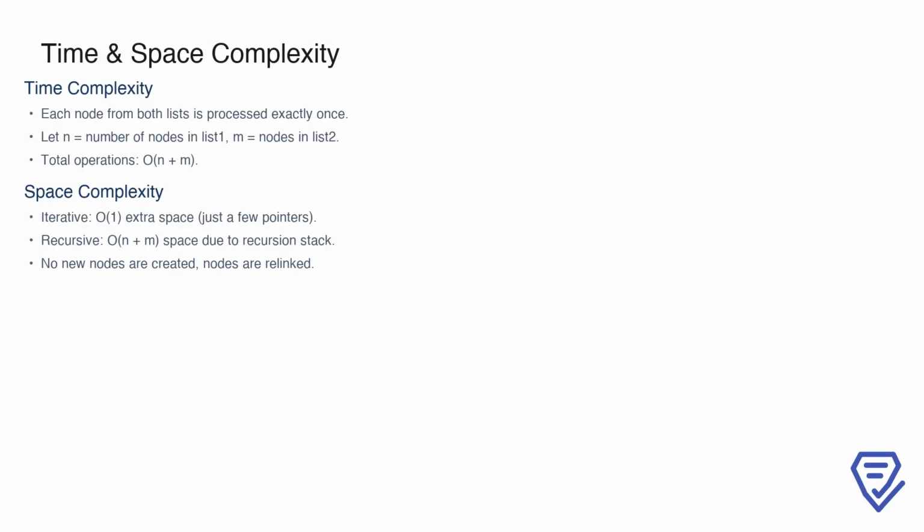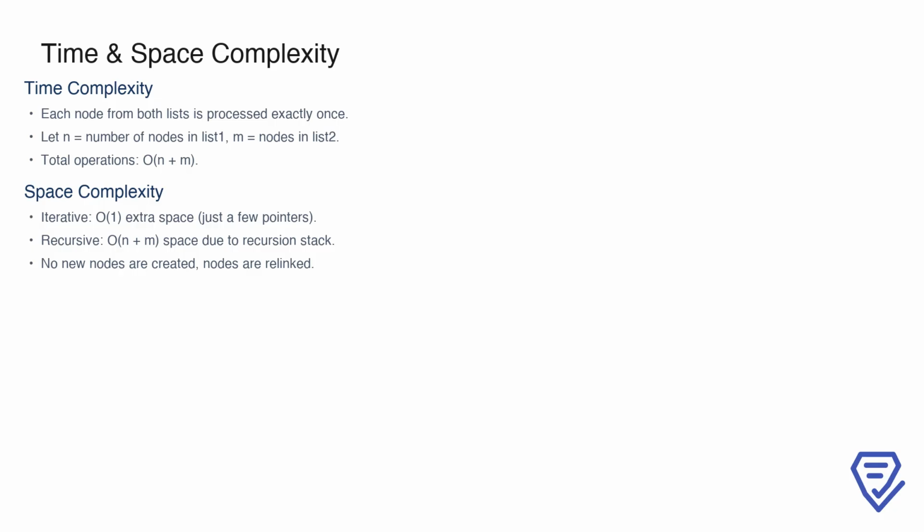Now let us analyze the time and space complexity for LeetCode problem number 21. Each node from both input lists is visited exactly once while building the merged list, and the cost of each merge step is constant. If the lists have lengths n and m, the algorithm performs precisely n plus m operations, making the overall time complexity O of n plus m.